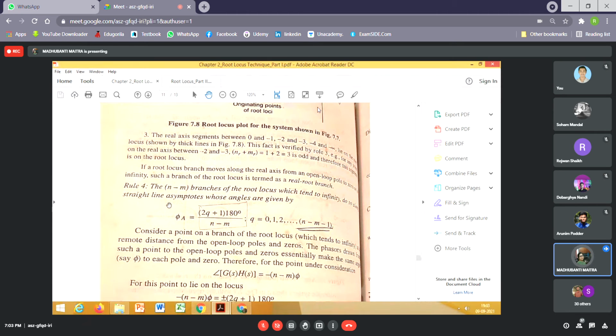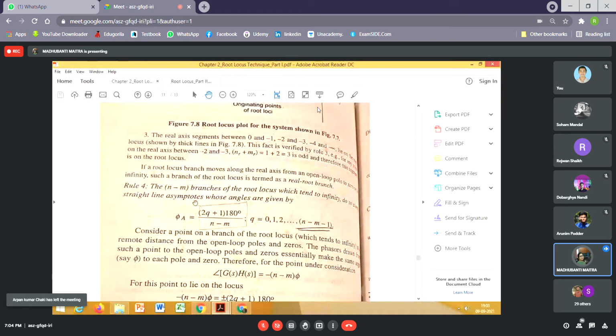So what is rule number 4? The n minus m number of branches which are tending towards infinity as k tends to infinity will do so along straight line asymptotes. The angles of the asymptotes are given by phi A. Generally, we use the symbol phi to represent the angle, and A stands for asymptotes. So, asymptotic angles are given by (2q plus 1) into 180 degrees divided by n minus m, and q will vary.